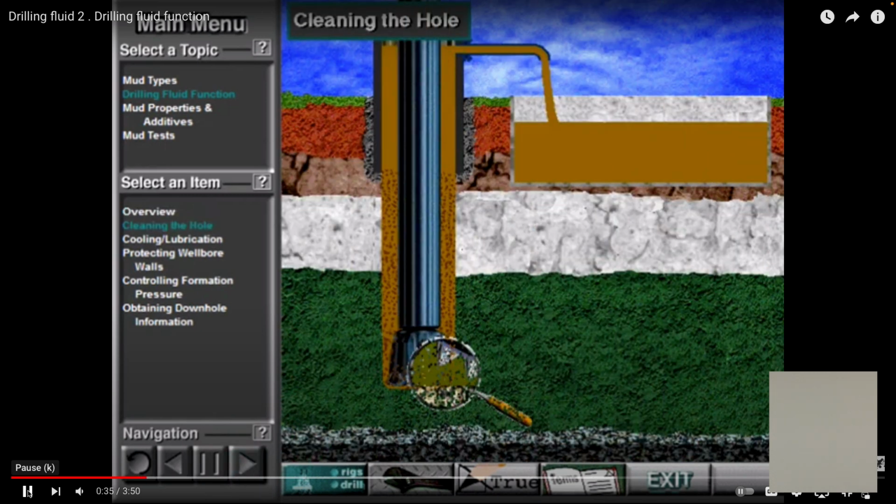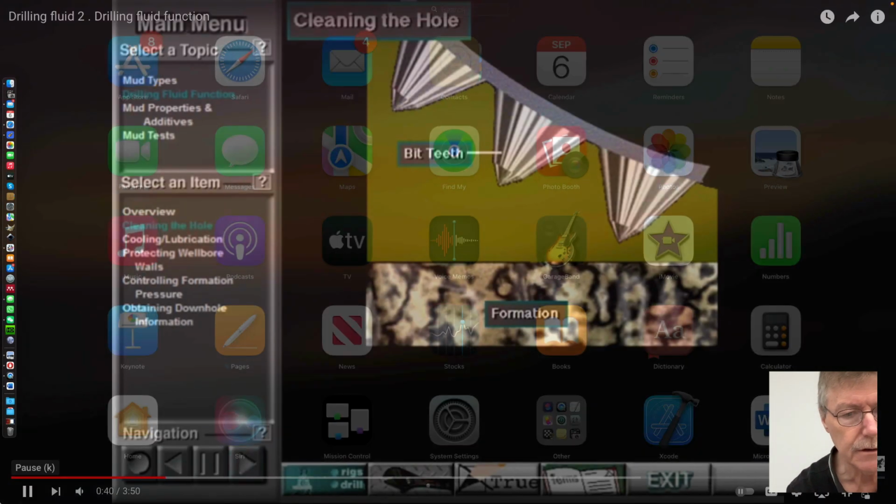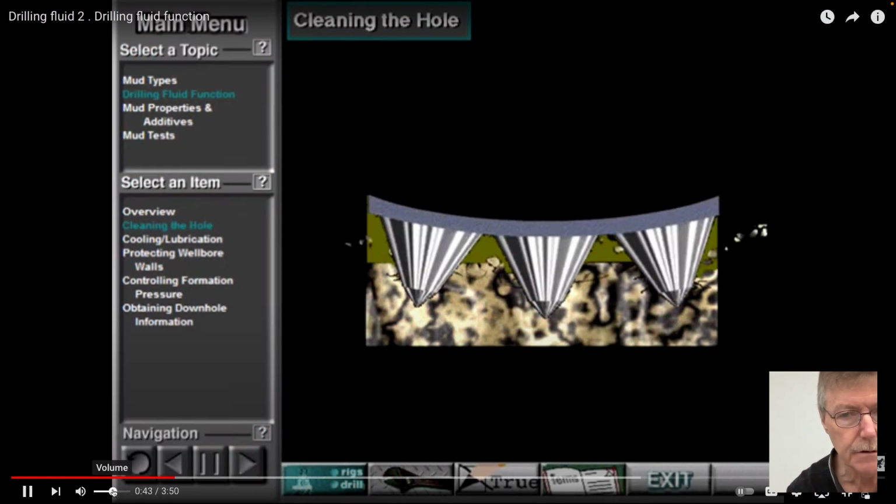Why is it doing that? I don't know. I'm going to turn that off. Perhaps it's making that noise because I don't have the sound on.